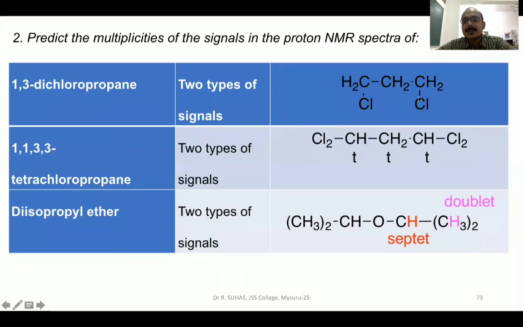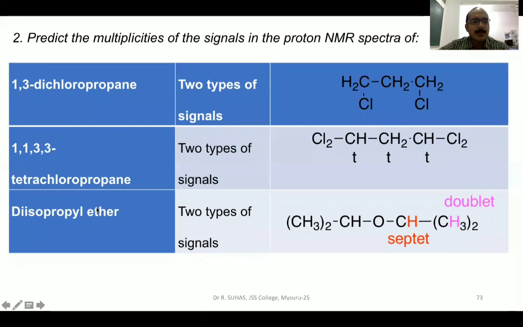Because he is asking for multiplicities, we can also predict the multiplicity pattern for this. Both of these have got CH2, 2 plus 1 is 3. So this will appear as a triplet. And coming to this one, here there is 2, here there is 2. That is 4, 4 plus 1 is 5. That means we are going to get a pentet here.